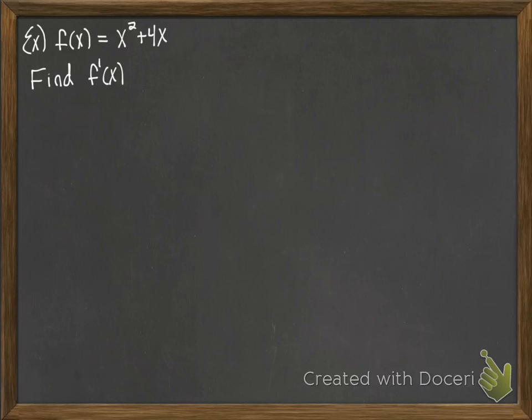Okay, so in this problem we have a function f of x equals x squared plus 4x, and we'd like to find the derivative using the limit definition. So we recall first that f prime of x is equal to the limit as h goes to 0 of f of x plus h minus f of x all over h.